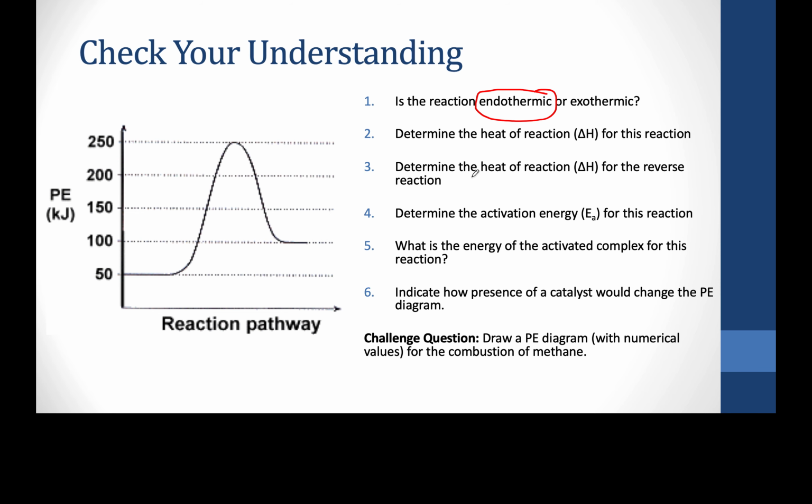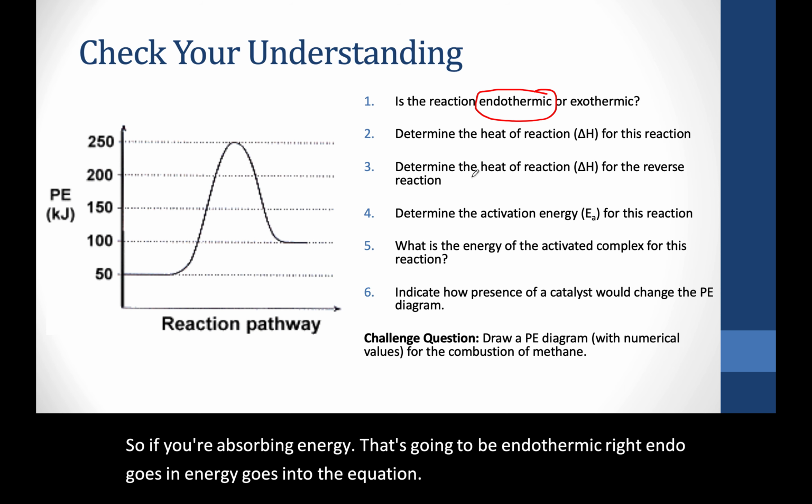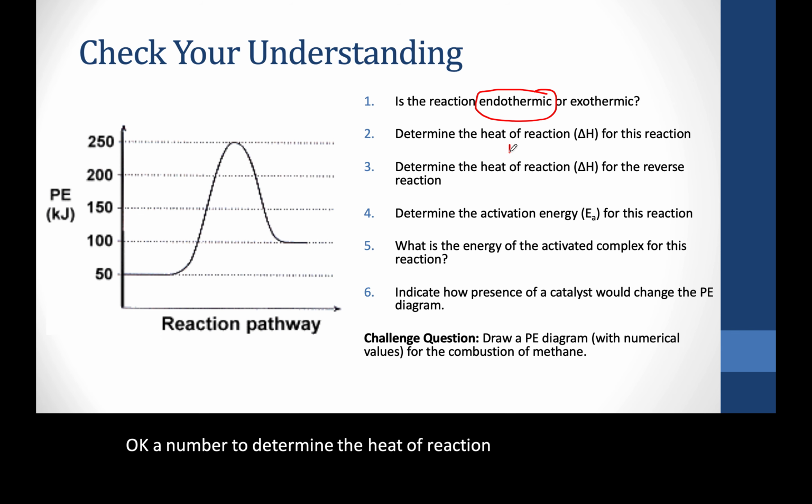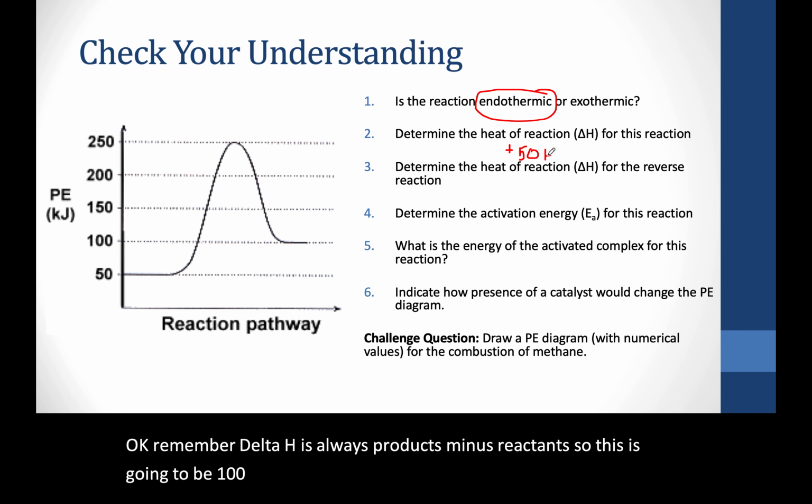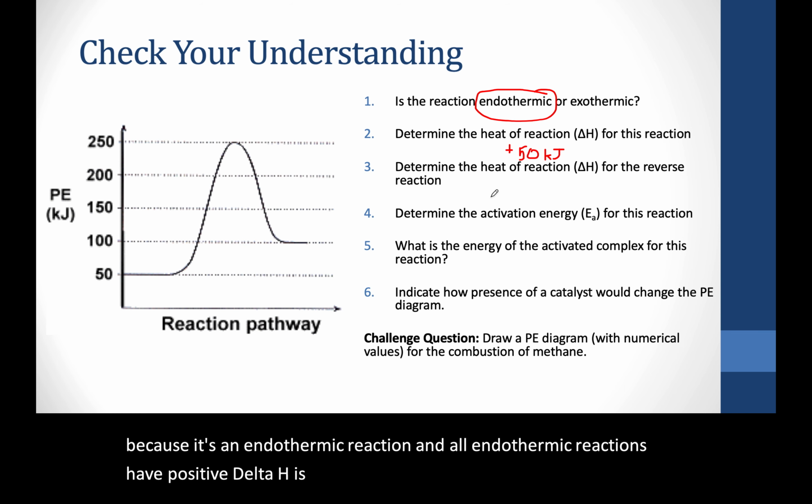Number 2, determine the heat of reaction, delta H, for this reaction. Remember, delta H is always products minus reactants. So this is going to be 100 minus 50, which is positive 50. And I knew it was going to be positive because it's an endothermic reaction, and all endothermic reactions have positive delta H's. Determine the heat of reaction for the reverse reaction. This should be immediate. Reverse reaction, I just changed the sign. This one's going to be negative 50.